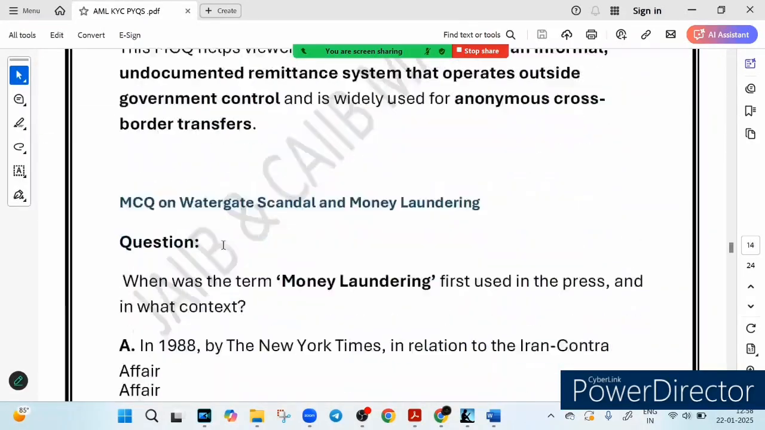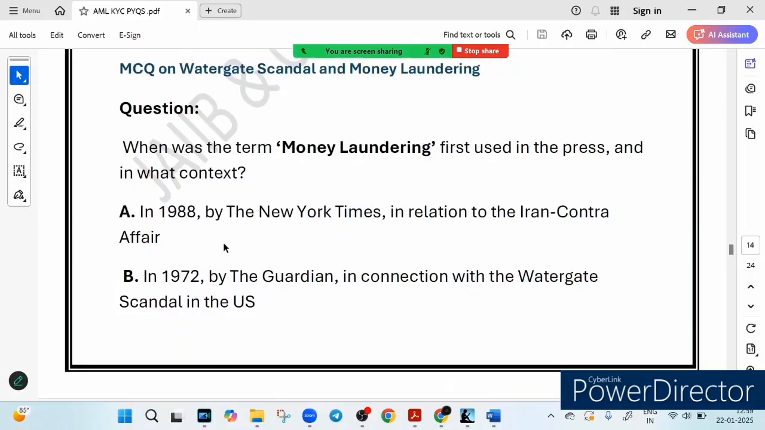The next question is about the Watergate scandal and money laundering. The question is: when was the term money laundering first used in the press and in what context? Very good question. Let's rewind to the early 1970s. Imagine a major political scandal unfolding in the United States. In 1972, something huge was happening and the term money laundering was making its first appearance in the media. But how did it all begin?